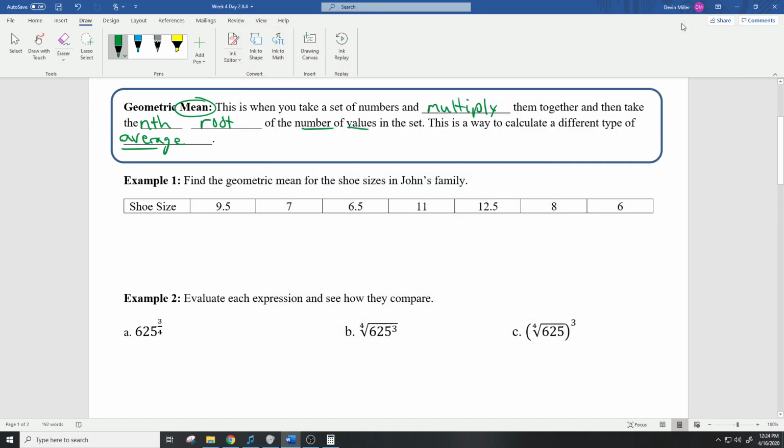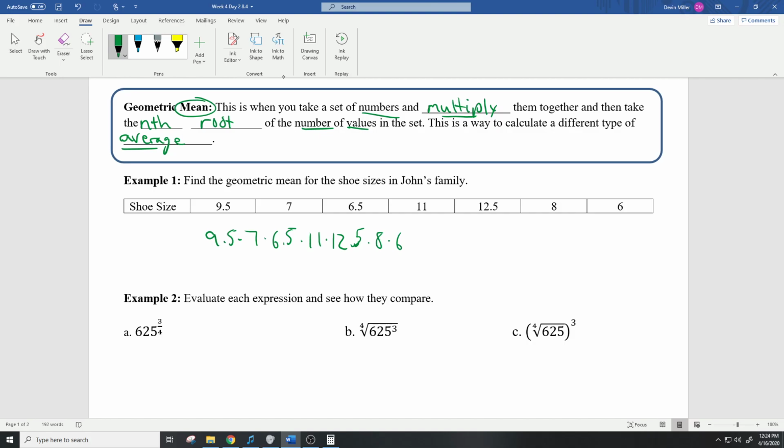Okay, for example 1, find the geometric mean for the shoe sizes in John's family. It gives us all the shoe sizes. So what do we have to do? If we go back up to the box, it says this is when you take a set of numbers and multiply them together. So let's do that. 9.5 times 7 times 6.5 times 11 times 12.5 times 8 times 6.